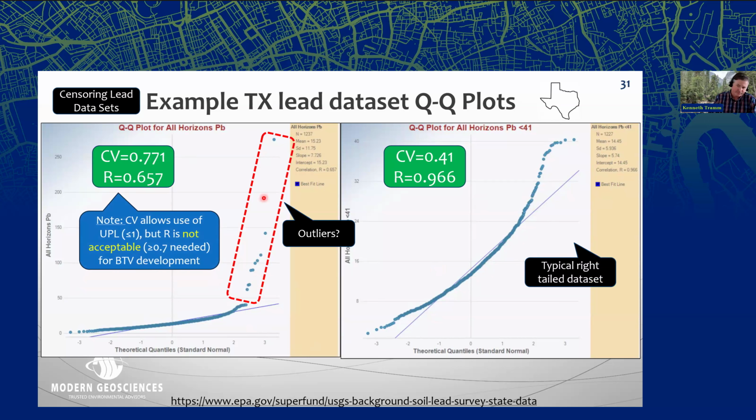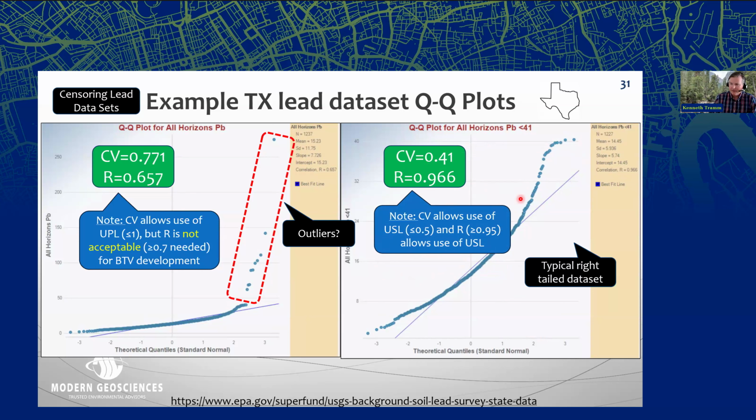So in this case, this original data set, I had a CV of less than 1. So if I just was using the blanket requirements from EPA, it would meet numerically. But the R that we've proposed, our correlation coefficient here, was 0.657. So it didn't meet my requirement. As soon as we censored it, you can see I've dropped my CV down even further to 0.4, which is very good. And then my R has improved. It's not quite 1, but for a data set like this it's pretty impressive. So this then would allow the use of the USL from this data set.